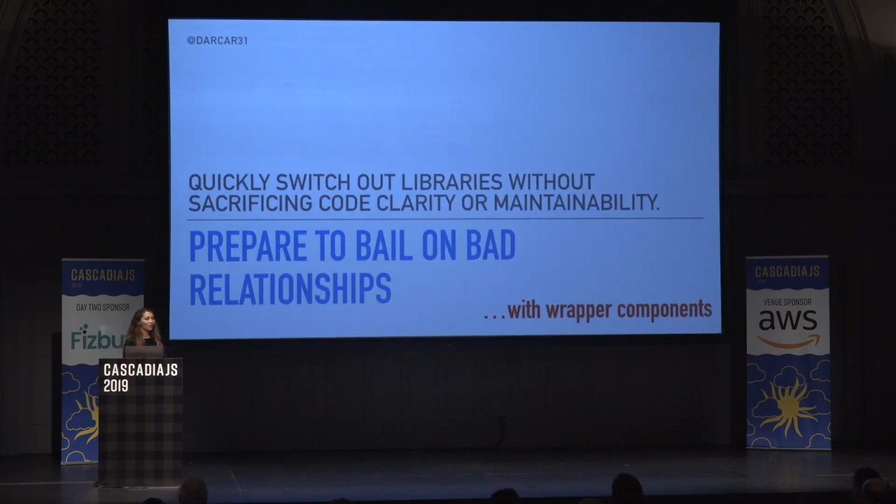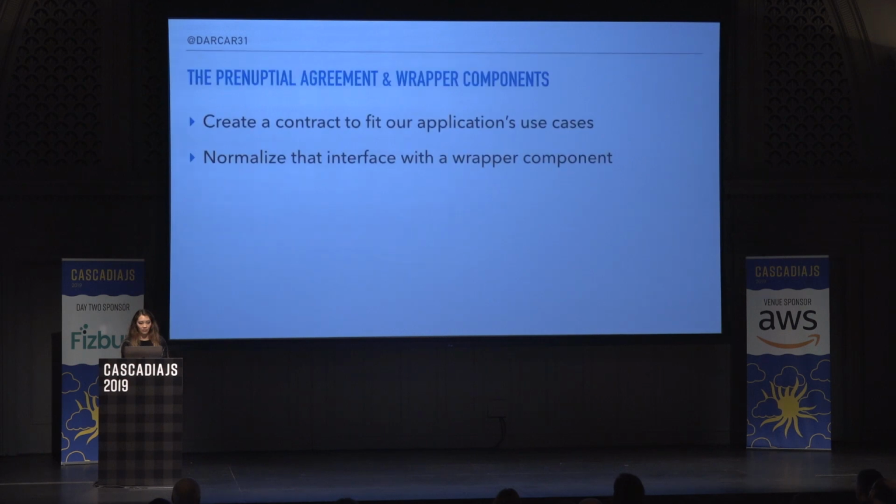But because breakups are inevitable, ideally we want to be able to bail on bad relationships, right? We want to be able to quickly switch out libraries without sacrificing code clarity or maintainability, like in a lot of those behaviors I mentioned earlier. And here's where I want to introduce the idea of wrapper components. So you can think of these wrapper components like a prenuptial agreement between the rest of your code and this particular third-party library. Now that we know what our application needs, we can create a contract to fit our application's use cases and normalize that interface into a wrapper component. And this wrapper is going to be your protection for future breakups.